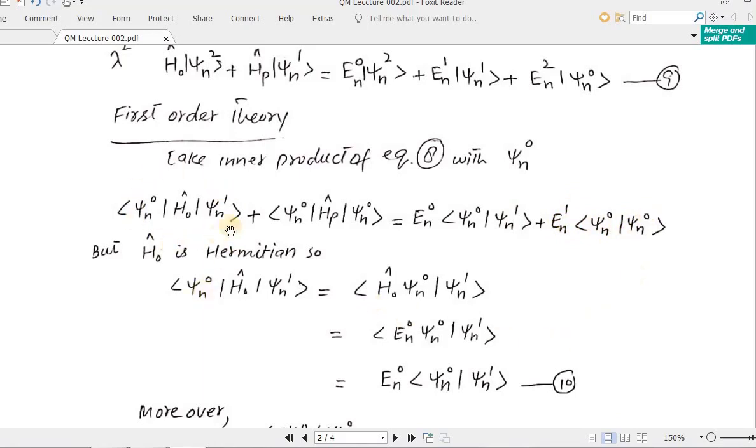On the left hand side of this equation, for the first term, we apply the condition of Hermitian, as H0 is the Hermitian operator. So we can write this H0 on the left hand side of this eigenfunction: H0 and psi n naught. As we know, the operator operating on a wave function regenerates it with an energy eigenvalue En. So this En naught can be written outside the bracket, and the remaining product can be written as psi n naught and psi n1.